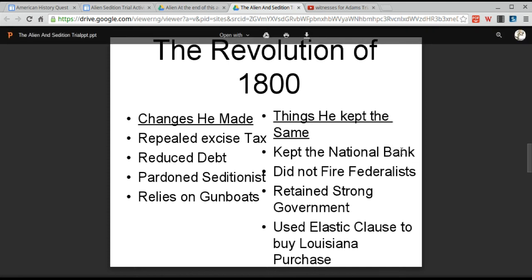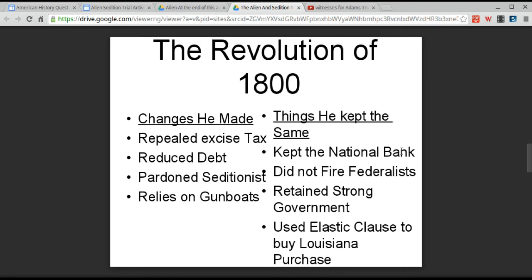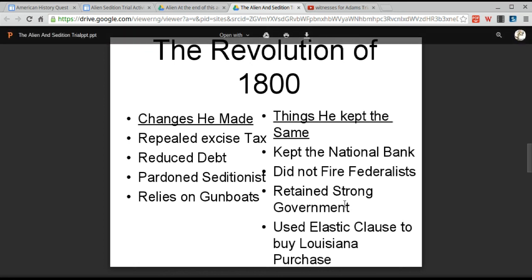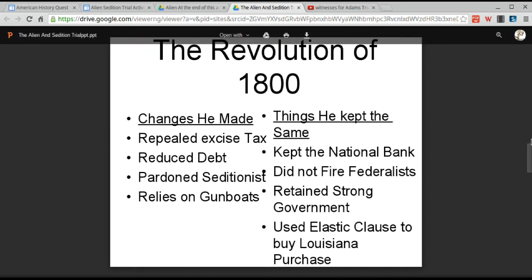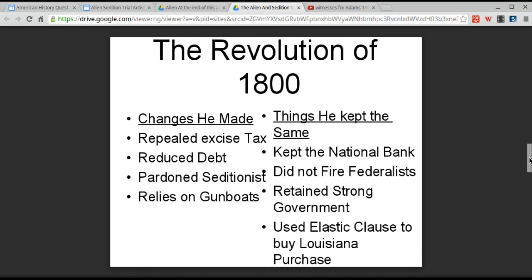Remember Jefferson's argument about the National Bank? He keeps it. He doesn't fire Federalists. He allows them to maintain their jobs. He generally retains a strong government, and he actually strengthens this idea of the elastic clause because when he bought the Louisiana Purchase, he used the elastic clause to do it. So the Revolution of 1800 is a very interesting idea, and it's one that comes up all the time.